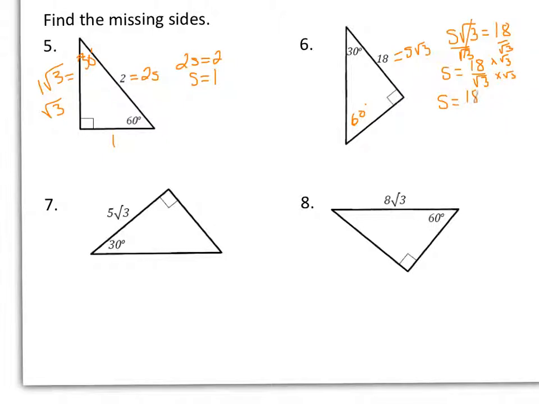So we have 18 square root 3 divided by 3, which simplifies as 6 square root 3. So my shorter side is 6 square root 3. To get the hypotenuse, we just take 2 times 6 square root 3 and get 12 square root 3.